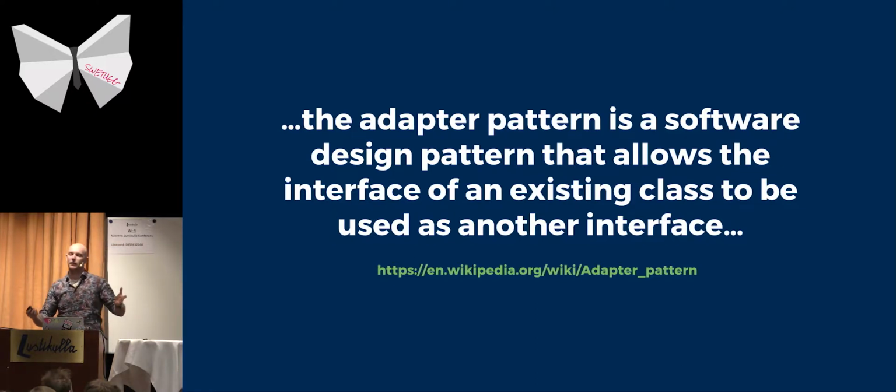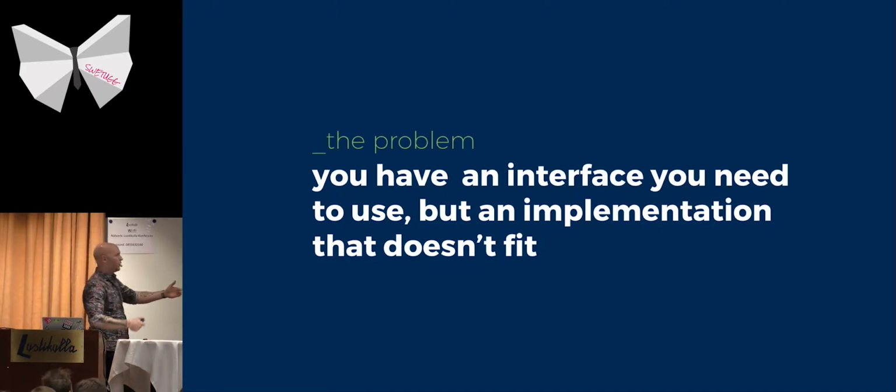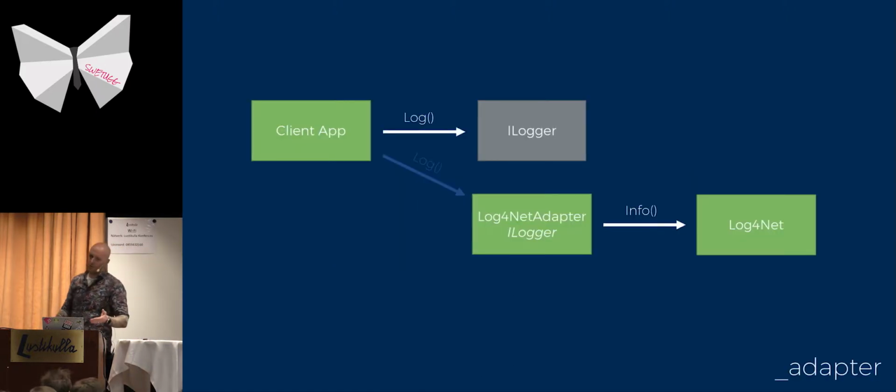It adapts something. So if you have a problem, basically, you have an interface that you need to use, but you have an implementation that doesn't implement that interface. What you do is you create an adapter in between that makes sure that the interface that you have can be used from the interface that you want. Makes pretty much sense. So if we look at this, we've got an app here. It calls log on the iLogger interface. The iLogger interface is an interface. The implementation is log4net adapter, which then implements iLogger.